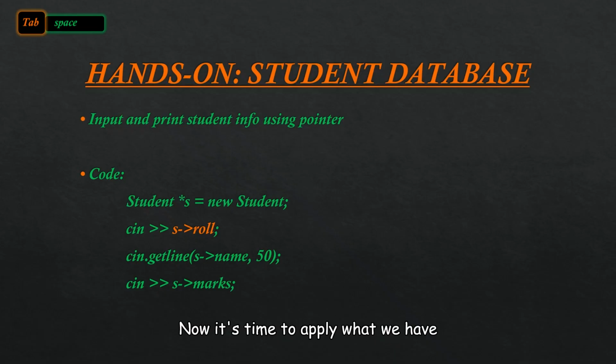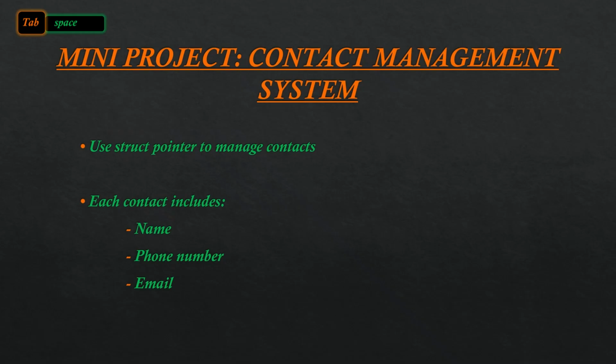Now it's time to apply what we have learned in this hands-on task. You will dynamically allocate memory for a student, take input from the user and print it. You will use cin and getline to read values like roll number, name and marks and then display them using cout. This simple program reinforces pointer usage and helps solidify how memory allocation, the arrow operator and structure access work together. It's like setting up the building blocks of a larger system. Once you get this part, the rest becomes much easier.